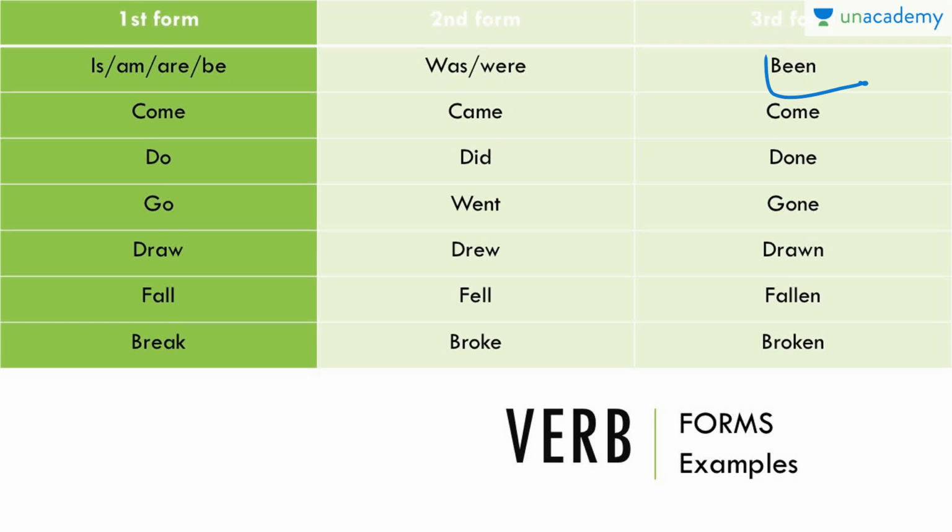So just say it out loud just to get familiar with these words. Just say it out loud in this order. Come, came, come. Do, did, done. Go, went, gone. Draw, drew, drawn. Fall, fell, fallen. And break, broke, broken.